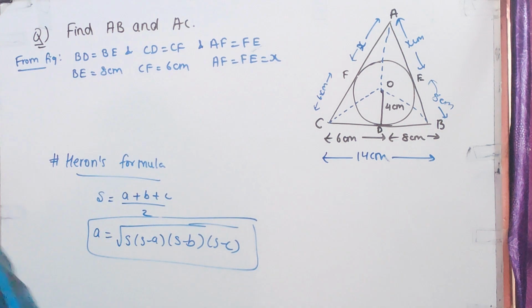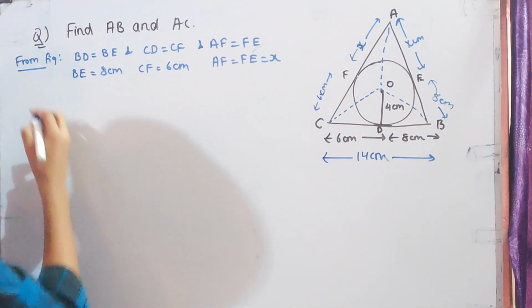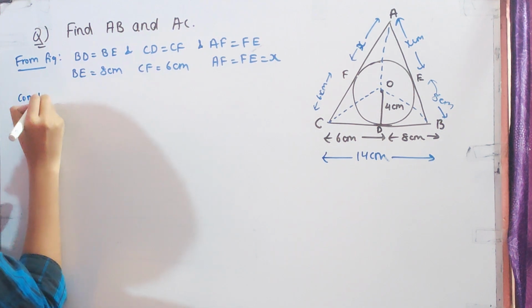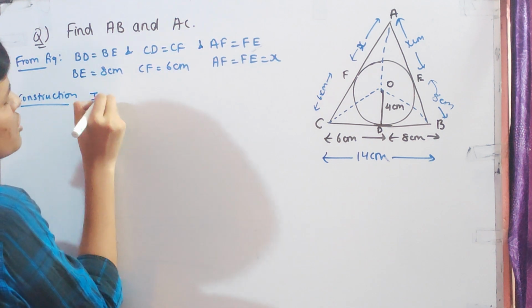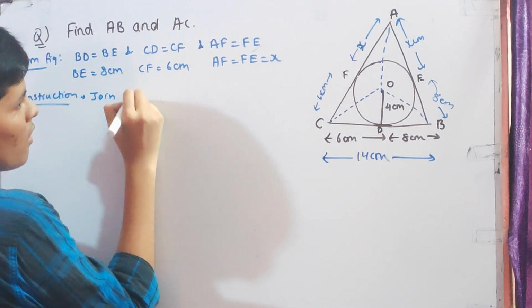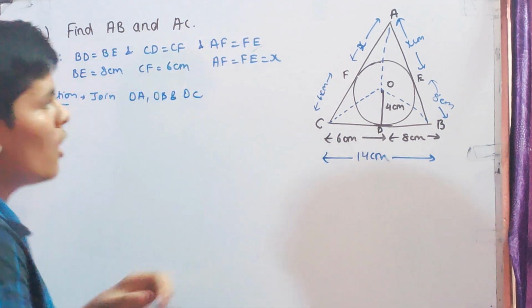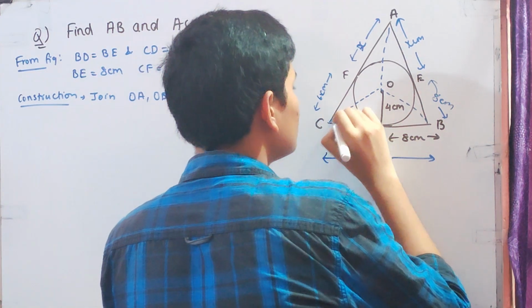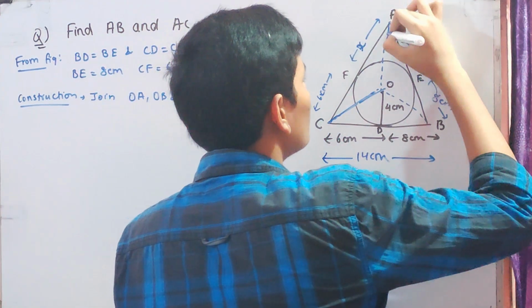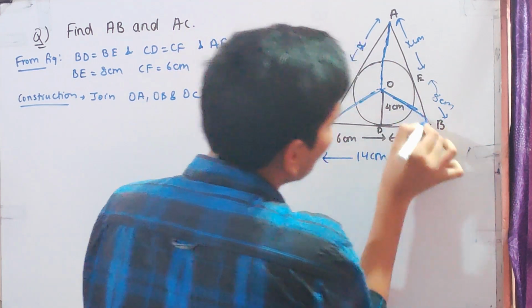Now, let me just write it over here. Now what we have to do is construction. What is the construction? Join. Join what? OA, OB and OC. So let me join it actually perfectly. This is OC, OA, OB.